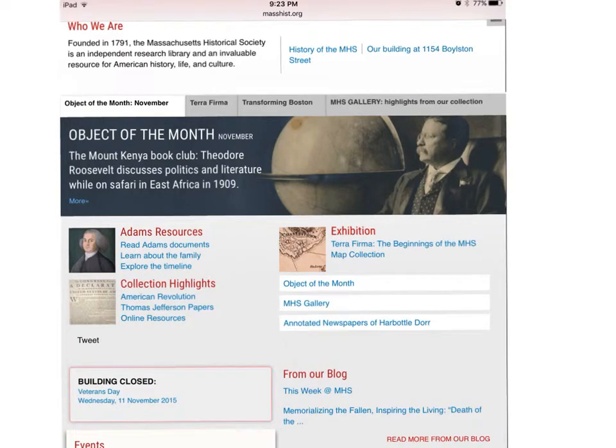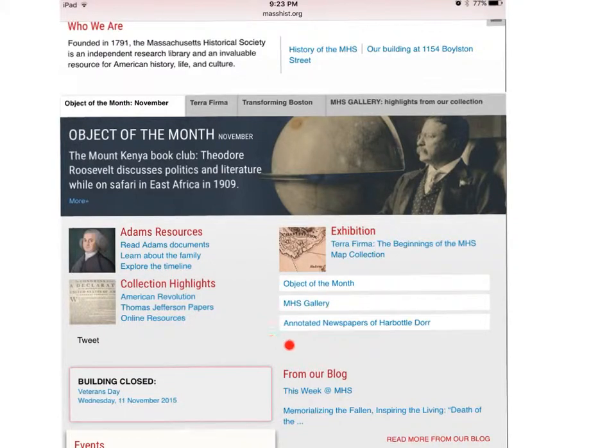Another good resource in finding primary source documents from the Revolutionary time period is the Massachusetts Historical Society. This is the website masshist.org. If you go to it, you can find a whole bunch of different resources. This particular example is looking at the annotated newspapers of Harbottle Dorr.